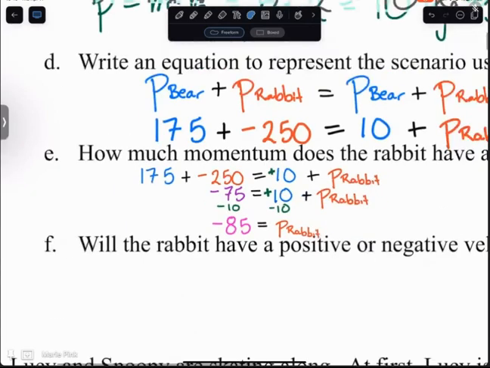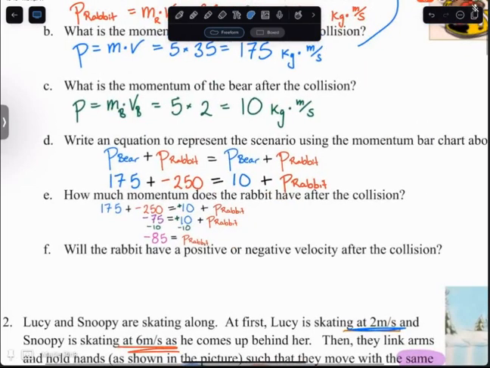And then it says, will the rabbit have positive or negative velocity after the collision? Well, all I need to do here is look right here at my previous answer, and because this is a negative momentum, that means that I'm going to have a negative velocity.